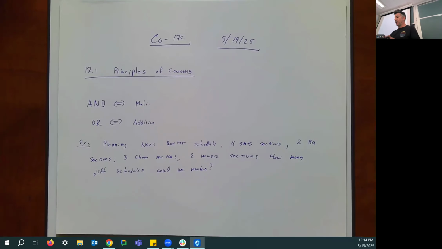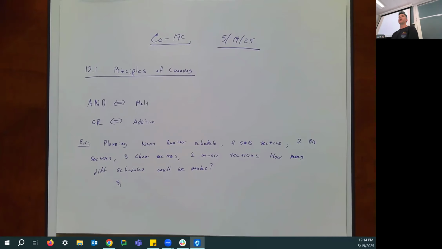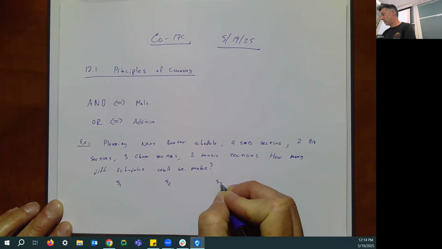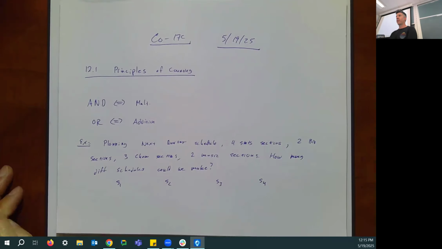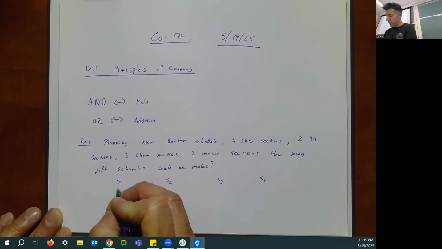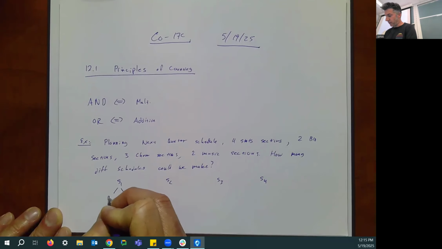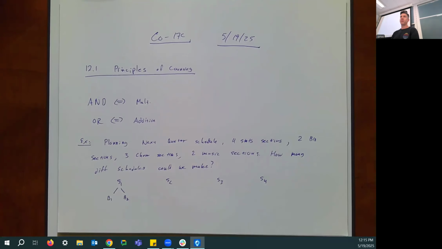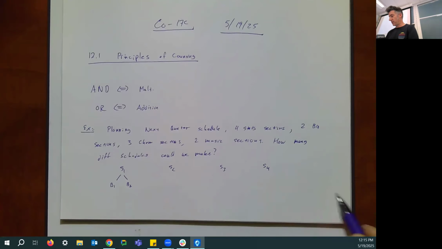So here's the idea. We essentially have choices at every juncture. First we have to choose one of the stats classes. So we're going to choose section 1, or section 2, or section 3, or section 4. And then for the first section, we can choose either the first bio section or the second bio section. Same deal for the rest. I'm not going to write this for all of them because it's going to get repetitive.